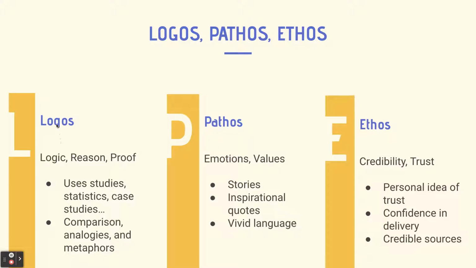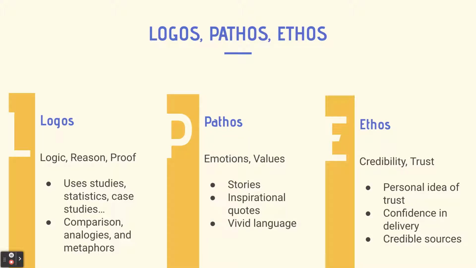So if you are using logos, you're really using logic, reason, and proof. You're going to see lots of studies, statistics in this one. You might compare two things, use analogies or metaphors. In pathos, this is where you're really appealing to someone's emotions. You're trying to use someone's emotions to help get them to agree with you. You might tell stories, use inspirational quotes, or use really descriptive language. If you're really good at creative writing, pathos might be a really good one for you to try out.